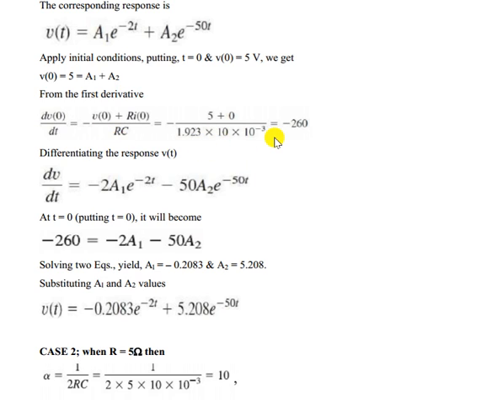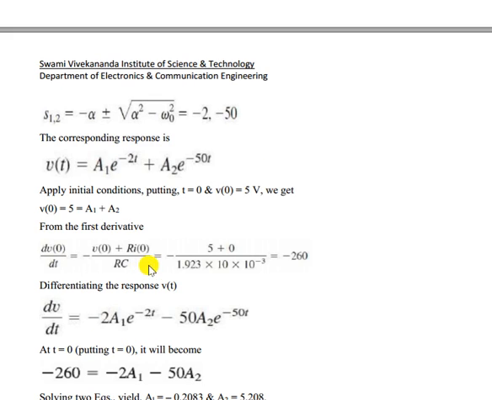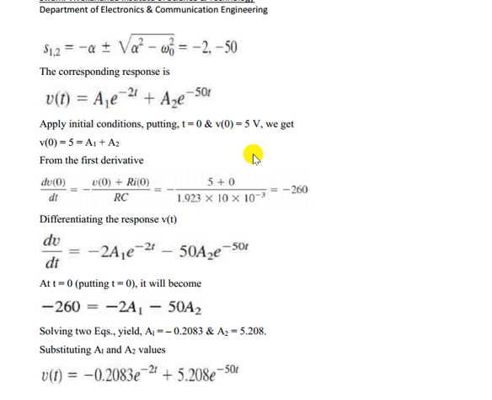So put the RC value, we got the dV0/dt value. Now we can differentiate this particular overdamped expression and put t equal to 0, which will be equal to this dV0/dt, then you will solve it. That means if we find dv/dt of that expression after putting the values of s1 and s2, we get this expression: minus 2a1 e to the power minus 2t minus 50a2 e to the power minus 50t, after differentiation.